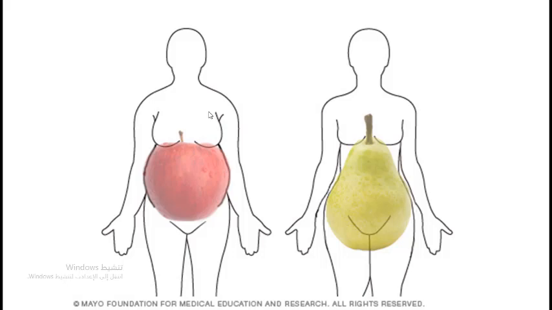Commonly, the apple shape occurs in men and the pear shape in women, but not in all cases.